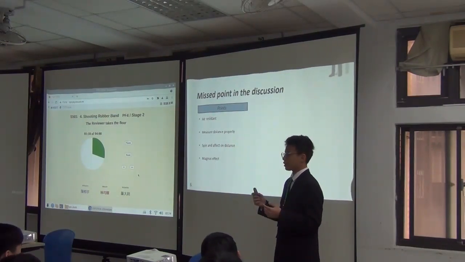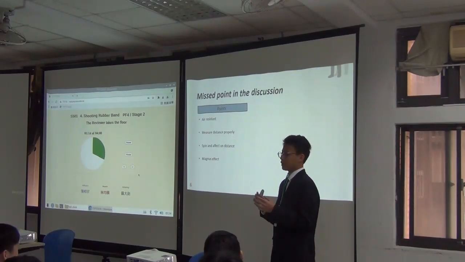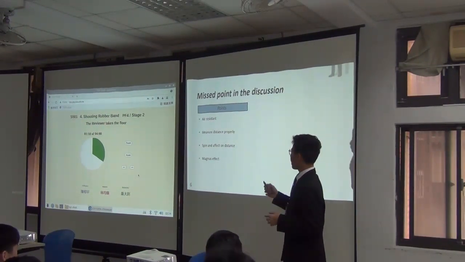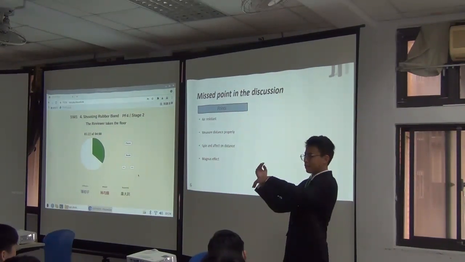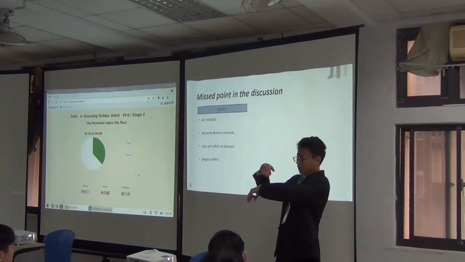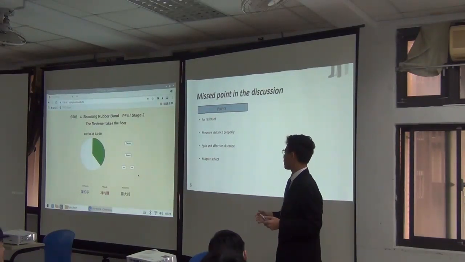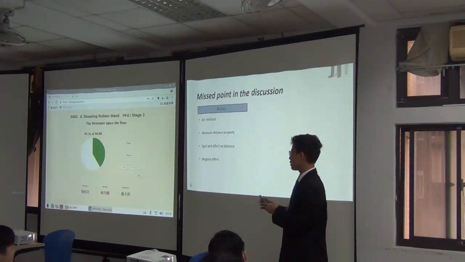So I think it should talk about air resistance because the reporter and opponent had a disagreement about whether the air resistance will affect it by a lot, and about how to measure the distance properly. If we shoot the rubber band, sometimes it will bounce on the ground, and the reporter didn't mention whether it's the first touch or after a few bounces. And then the spin and its effect on distance, and the Magnus effect. When you shoot it vertically, it will fly longer.